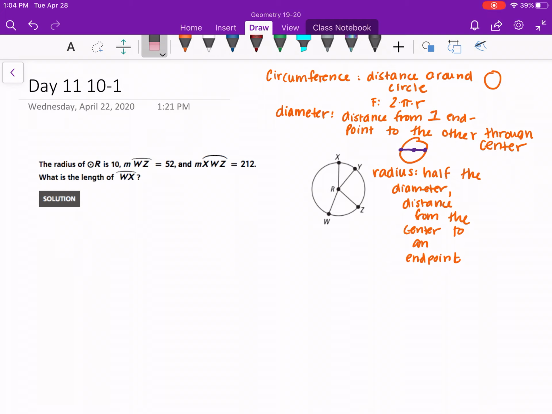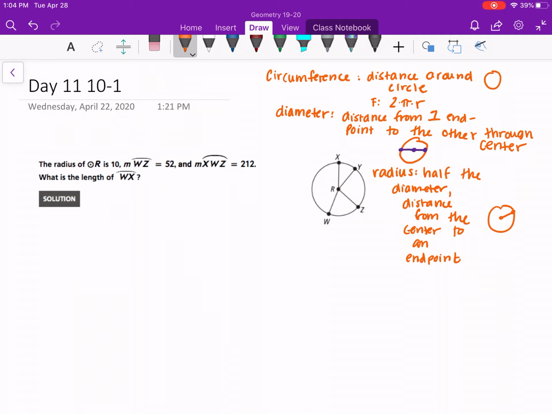So the diameter is the distance from one endpoint to the other that goes through the center, not just any point from one end to the other. It's got to be completely across the circle. The radius is half of the diameter, so it's any point from the center of the circle to any endpoint. Like if you think about a wagon wheel, all of the different spokes are a bunch of different radii.